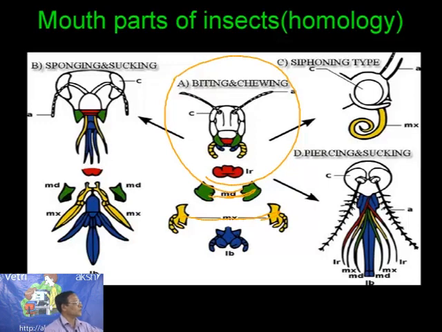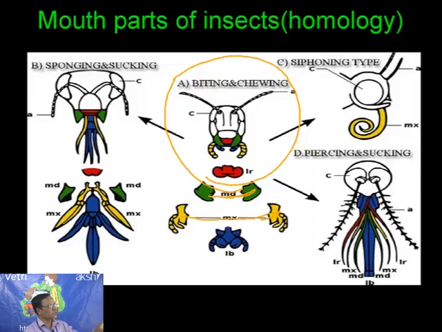In the case of the cockroach, we have just the primitive type of mouth parts, the biting and chewing type, even in the case of the grasshopper. Now it has been diversified into the sponging and sucking type of mouth parts in the case of the housefly, or modified to the siphoning type, as in the case of moths and butterflies, for sucking honey from flowers. Or it has been transformed into the piercing and sucking type in the case of mosquitoes, for injecting its needle-like structure, the proboscis, and sucking the blood. This is called the piercing and sucking type.